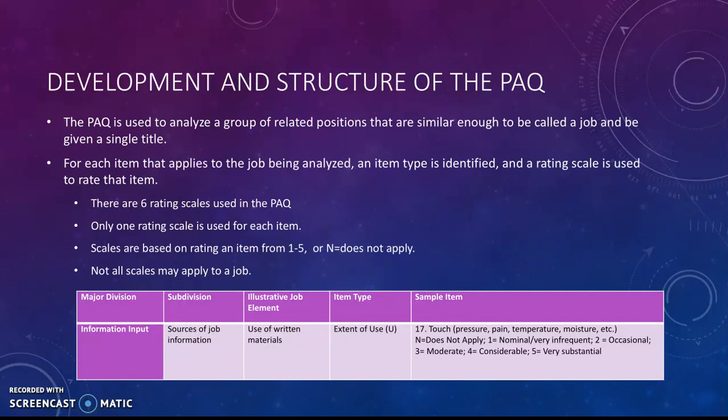The PAQ is used to analyze a group of related positions that are similar enough to be called a job and be given a single title. For each item that applies to the job being analyzed, an item type is identified and a rating scale is used to rate that item. There are 6 rating scales used in the PAQ. There's only one rating scale used for each item, and not all scales may apply to a job.